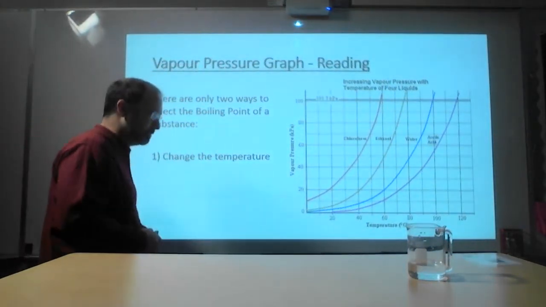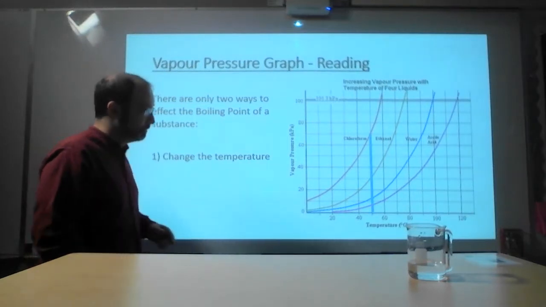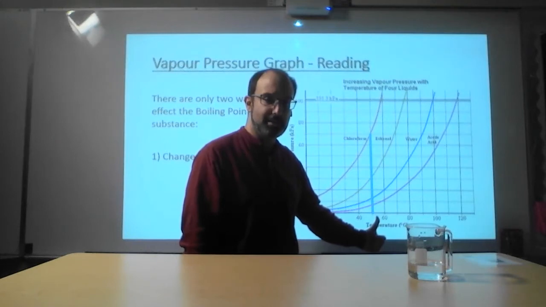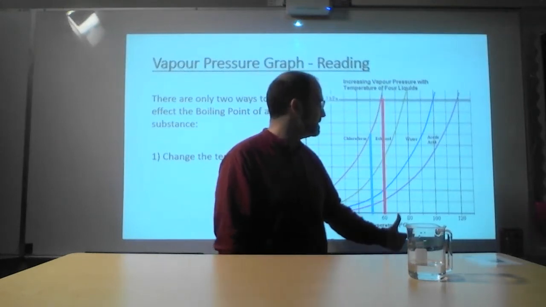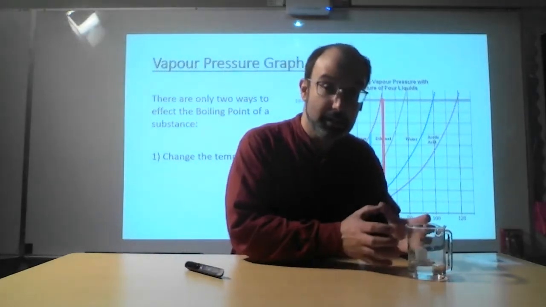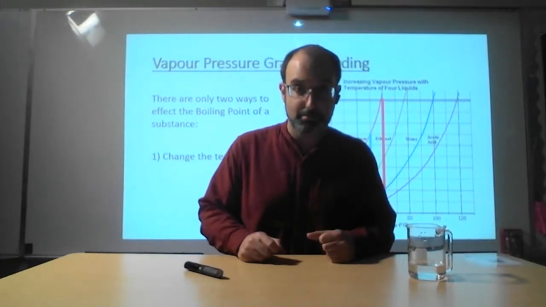Change the temperature. So instead of having a temperature of 50 degrees, I make it hotter. I go to 60 degrees, right? That changes the vapor pressure. That changes how much energy the liquid has to work with. That's option one.